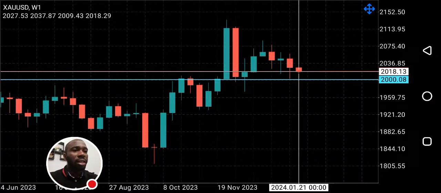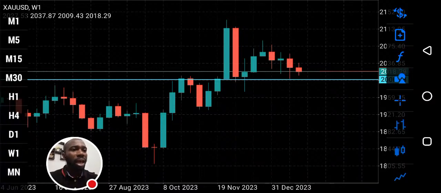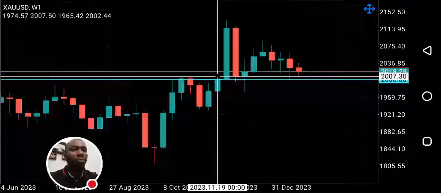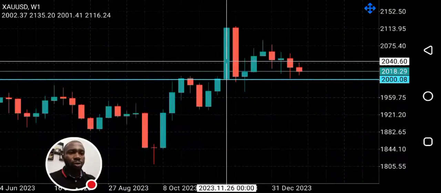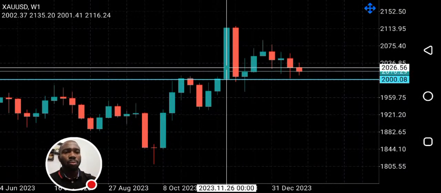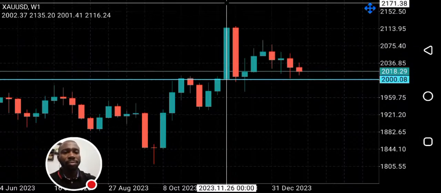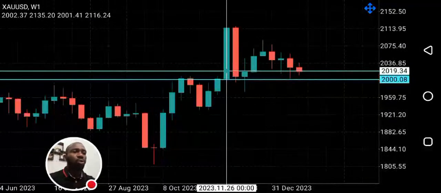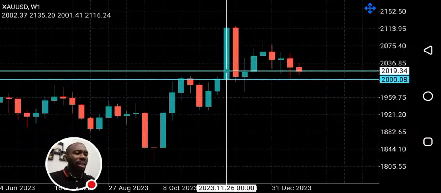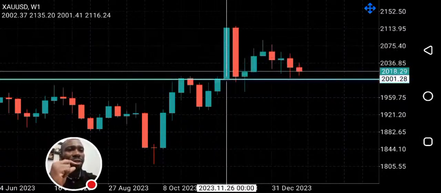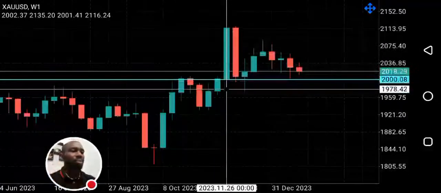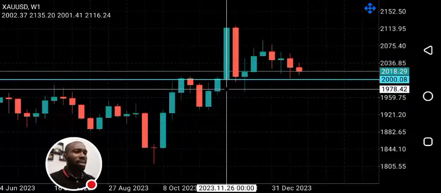You would only consider selling if the sellers are able to break the low of this bullish candle. If you're considering selling, you should wait for a candle to close below the low of this bullish candle. That will be a confirmation that we have sellers in the market. But at the moment, the bulls are still in control because the bears have not been able to clear the low of this bullish candle. I hope that is clear.